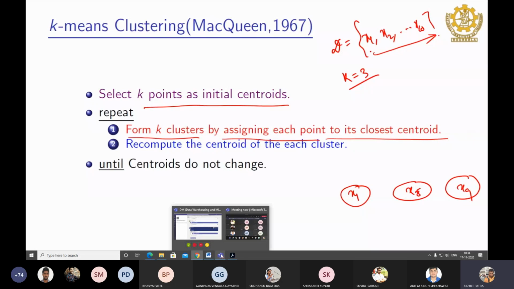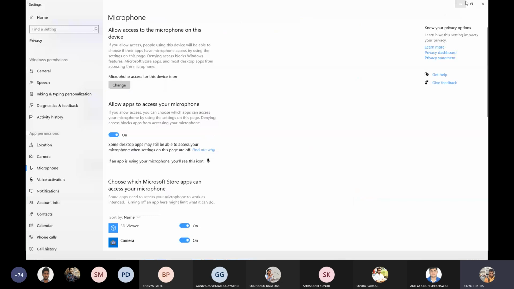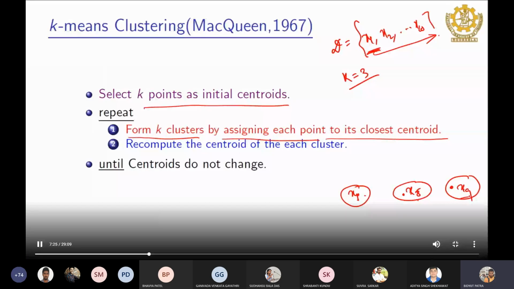Then we assign each point to its closest center. Now we compute the distance from each point to each centroid, because we are considering this is a centroid, this is another centroid, this is another centroid. So you compute the distance from x1 to x1, the distance from x1 to x8, the distance from x1 to x9. Wherever is the minimum distance, you assign that point to the corresponding cluster. Let's say x1 to x1 is obviously 0 distance, so no other cluster can have a value less than 0. So this point is assigned to x1.